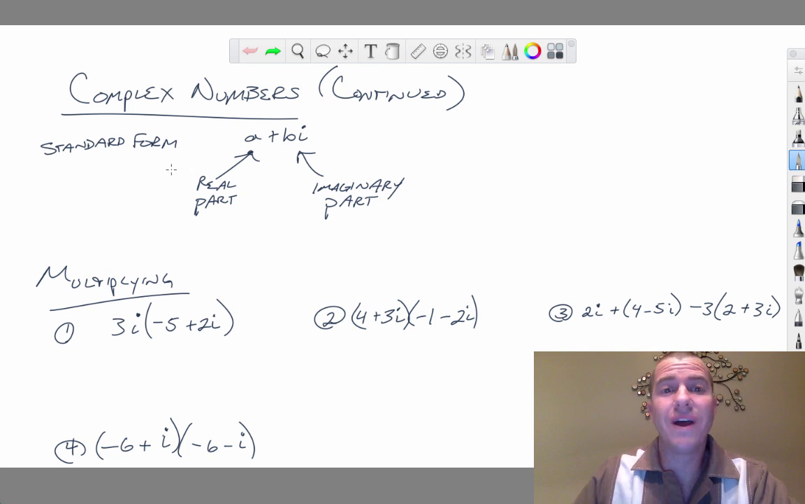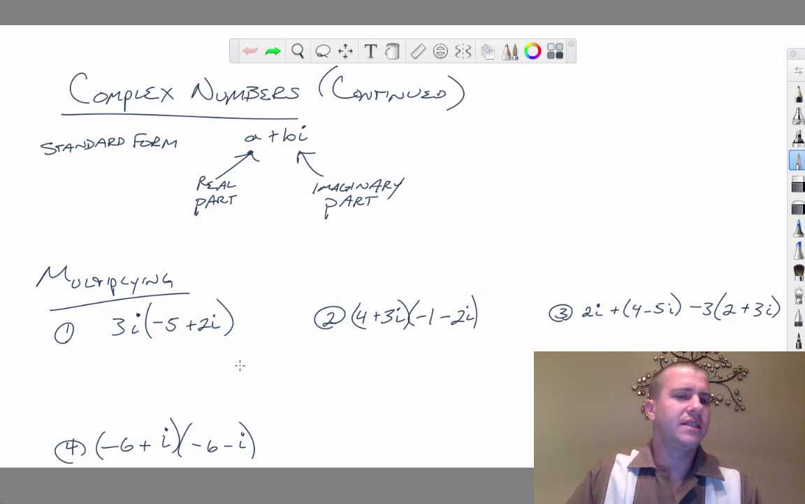So we're going to continue with complex numbers, and before I get started, I didn't put this in the last one, but the standard form of complex numbers is a plus bi. The a is represented as the real part, the part without the i. The bi is the imaginary part. You always want to put that real part first, and then plus or minus the imaginary part after that.